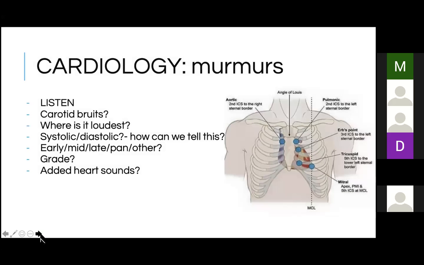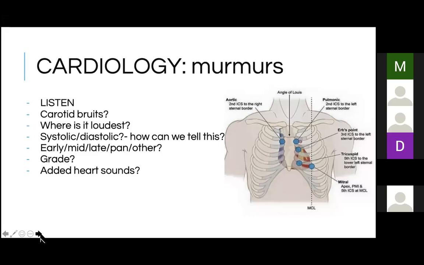So going on to murmurs, I think most people struggle with murmurs just because it takes a lot of time and you have to ignore background noise, etc. In terms of auscultation, I always start with listening to the carotids, because you never know when a patient's going to have a carotid bruit, indicating carotid artery stenosis.